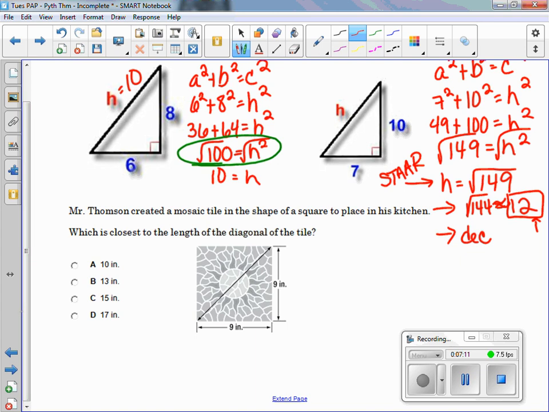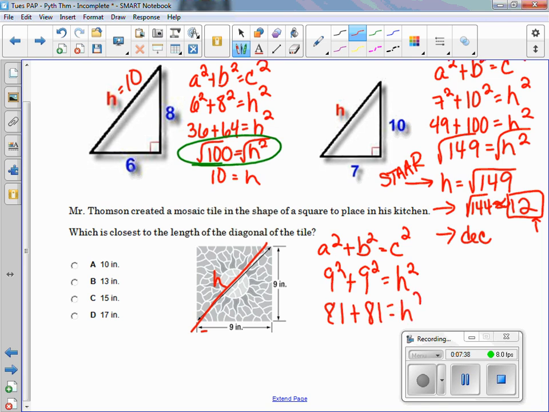So Mr. Thompson created a mosaic tile in the shape of a square to place in his kitchen. Which is closest to the length of the diagonal of the tile? Well, we've got 9 and 9. We need to find the diagonal, which is the hypotenuse. So a squared plus b squared equals c squared. That's going to be 9 squared plus 9 squared equals h squared. So this is 81 plus 81. 81 and 81 is 162. That is not a perfect square.